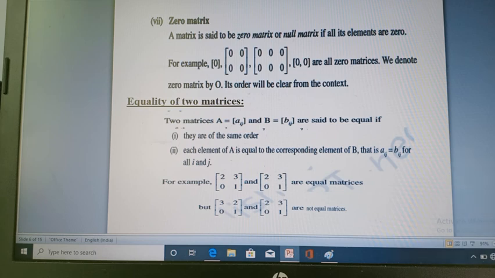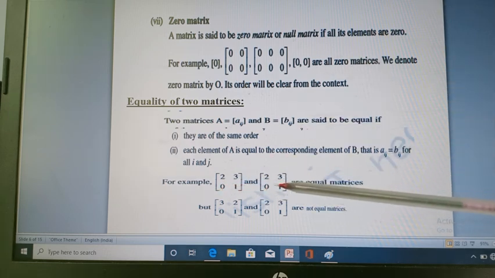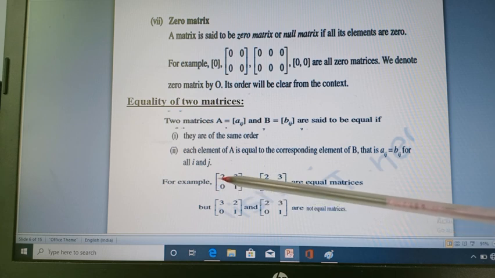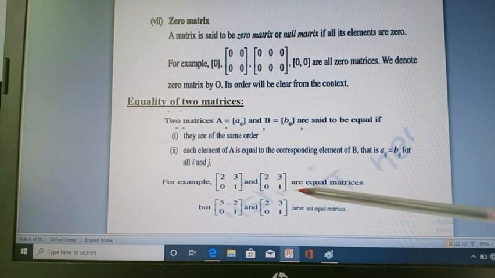Now students, I will discuss when two matrices are said to be equal. Two matrices are said to be equal when their orders are the same as well as the corresponding elements are the same. You can see the example of two matrices taken here. The first one is a 2 by 2 matrix. It's a 2 by 2 matrix. The order of both the matrices is the same.